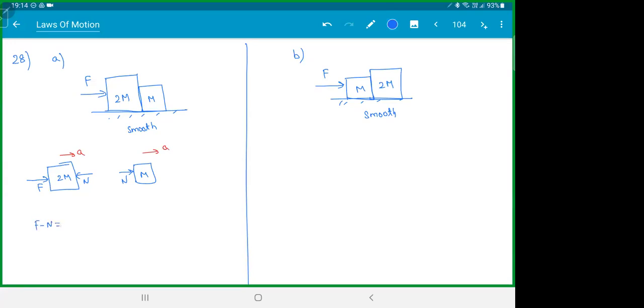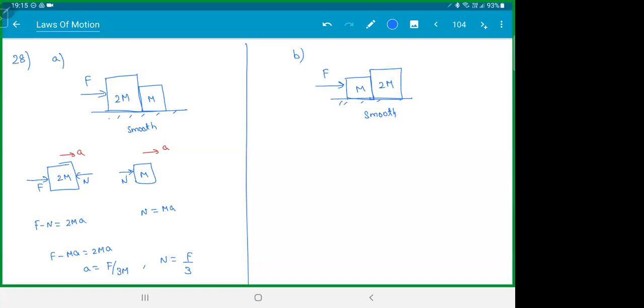F minus N is equal to mass into acceleration. N is equal to mass into acceleration. This is step 4. Solve. Put N is equal to MA here. You end up with F minus MA is 2MA. A is equal to F by 3M. Substitute back there. N is equal to F by 3. Easy. Or you could have done like this.